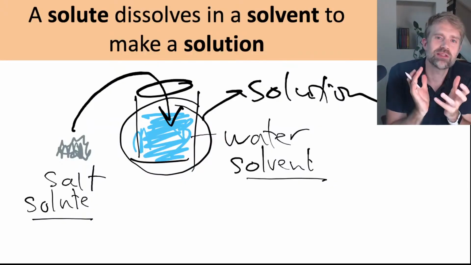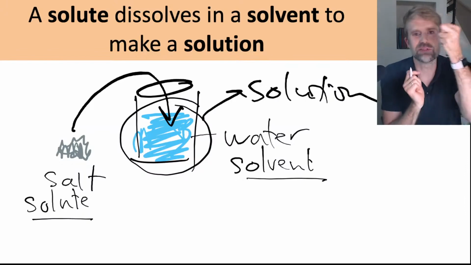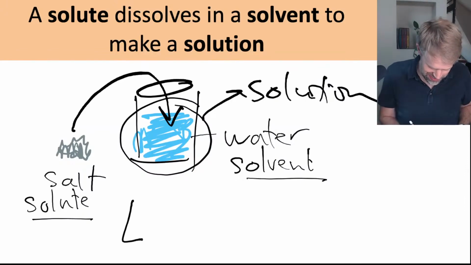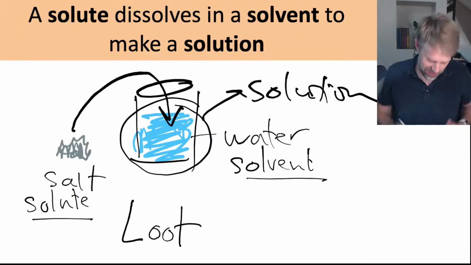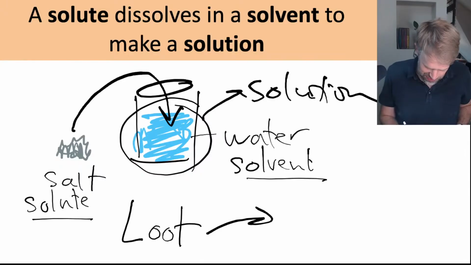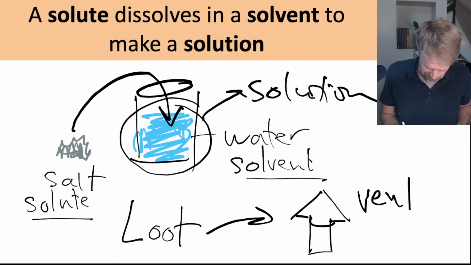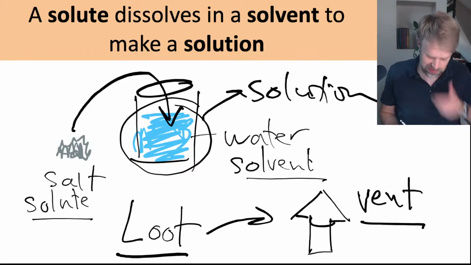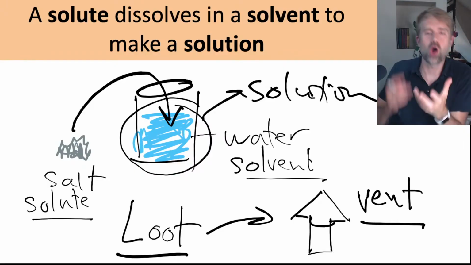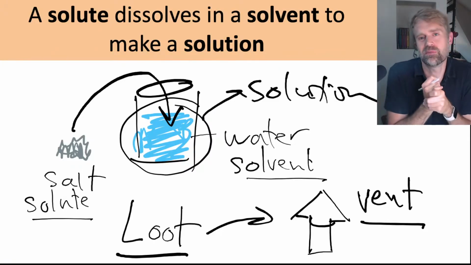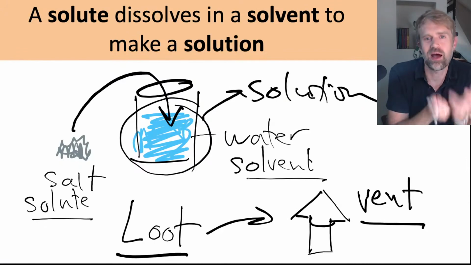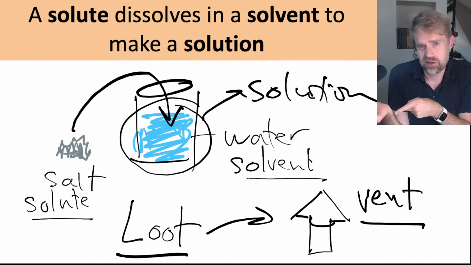So imagine that like a pirate has a bag of loot. And they have this bag of loot and people are chasing them or whatever. And they take the loot and they hide it in a vent. This is my vent. It's a really bad vent. They hide the loot in the vent. Solute dissolves in solvent. Isn't that dumb? But you'll never forget it. The pirate hides the loot in the vent.